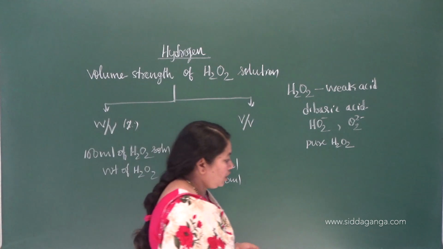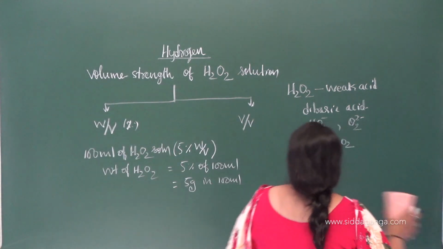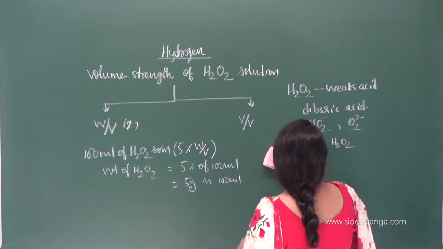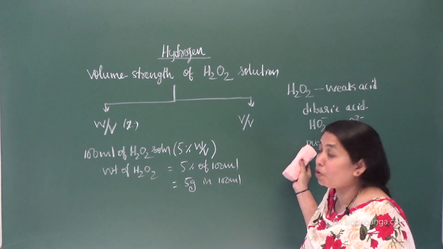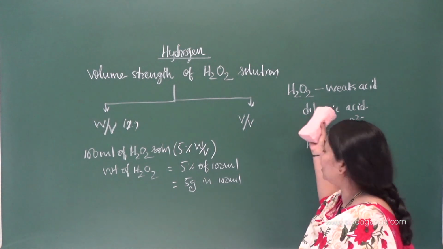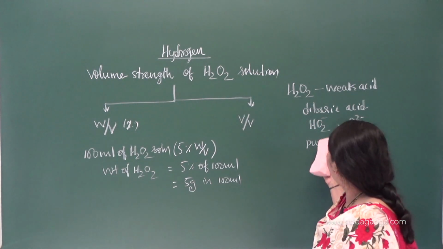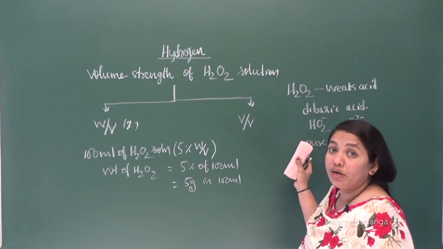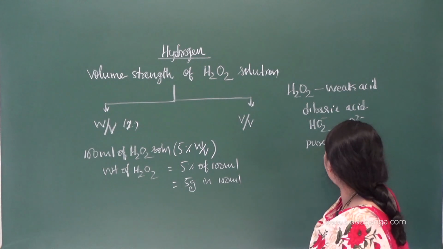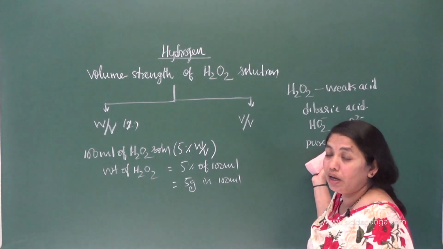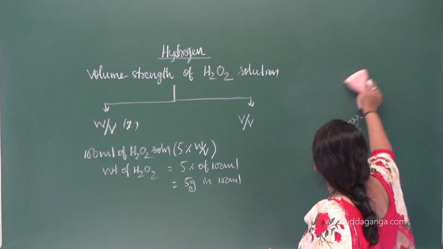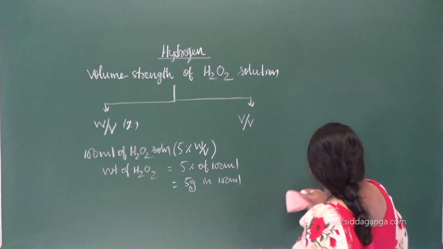Okay. So likewise, if you consider the volume, note down this one, this is important. It is a dibasic acid and it is a weak acid. On losing the proton, what will it form? HO2 minus and then O2 2 minus. Okay. So here, if you consider by volume, how to represent?